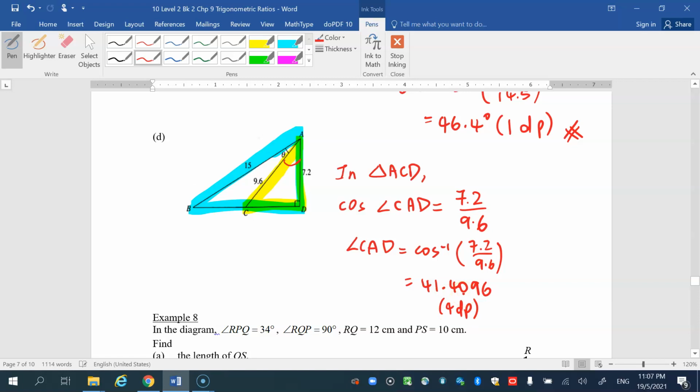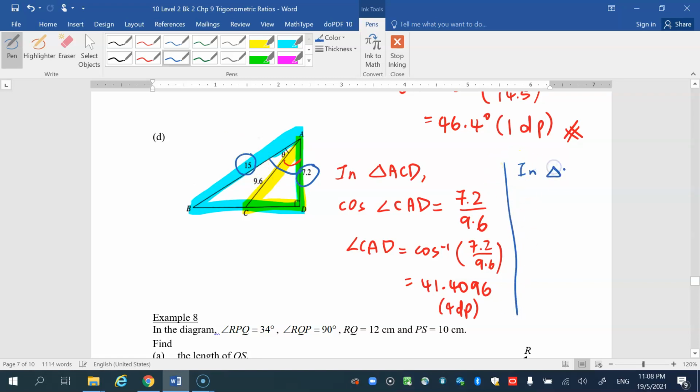Now, if we look at the other bigger right angle triangle, which is triangle ABD, we can find the whole of angle BAD, which is this one over here. Because once again, we have the adjacent and the hypotenuse of the bigger triangle. Can you see that the adjacent of the bigger triangle is still 7.2 because we're looking at angle BAD, and the hypotenuse is now 15. Okay, so let me do my working here.